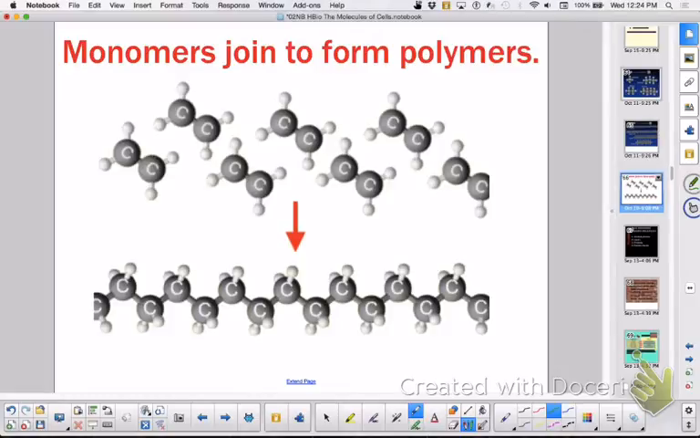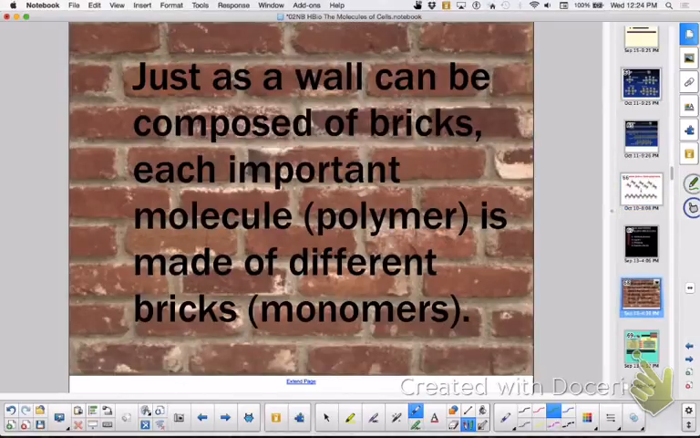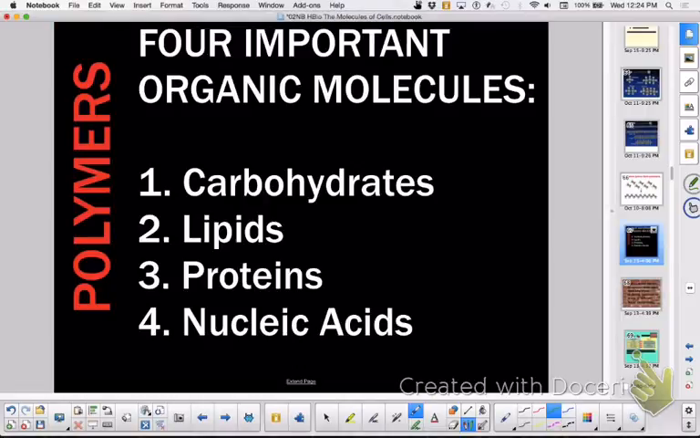A polymer is made out of a bunch of little subunits, monomers, like a bunch of sugars forming a carbohydrate. And we talked about that there are 4 important organic molecules, and here they are.